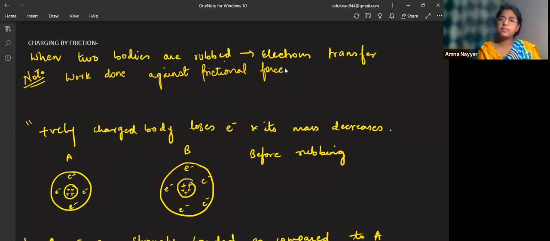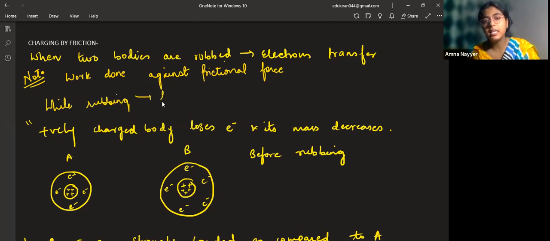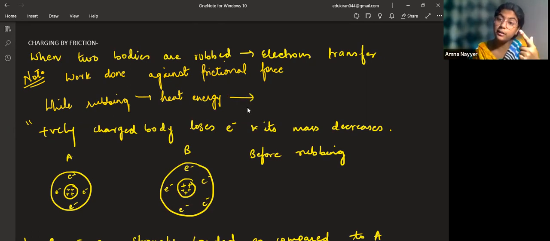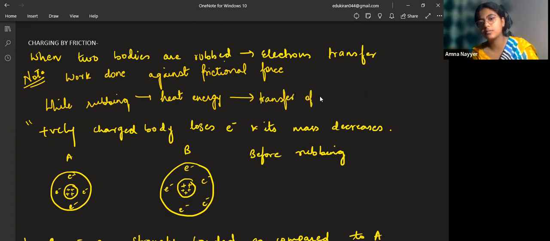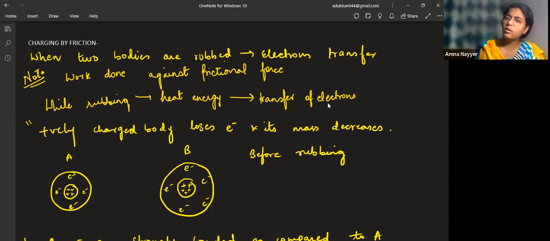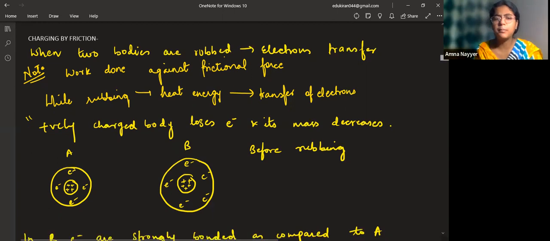So while rubbing, what happens? While you are rubbing two objects, or they are getting in contact and getting rubbed, heat energy generates, and this heat energy leads to the transfer of electrons. The positively charged body loses electrons, so its mass decreases. The negatively charged body gains electrons, so its mass increases. So this is one example where rubbing is there.